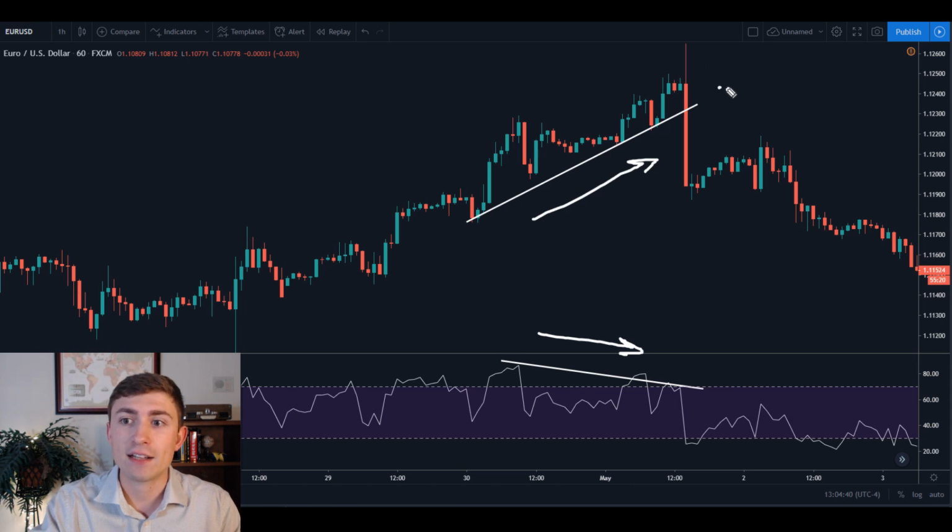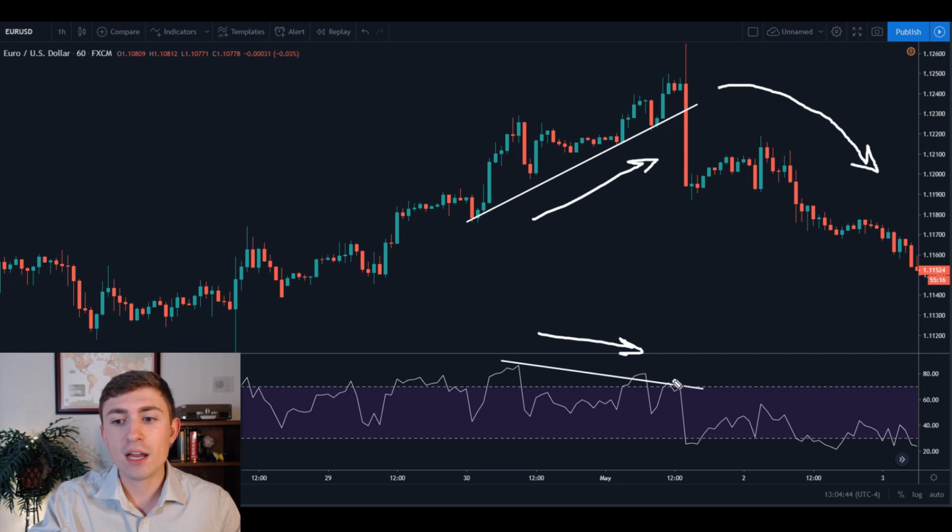And in fact, that's exactly what we got on the price. So we saw price heading up, and the RSI was signaling that things were looking pretty bearish on the strength side of things. So we had a weakening trend to the upside, and sure enough, there was some sell-off here.